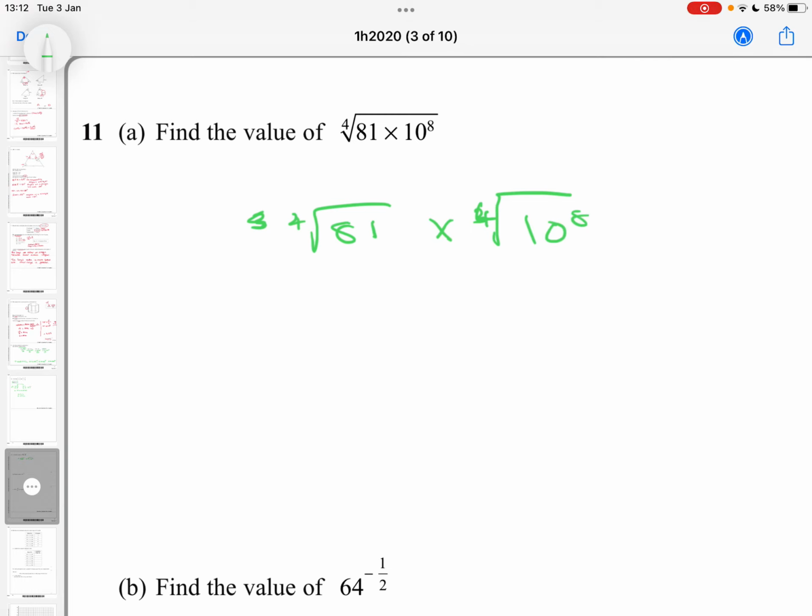So 4th root means a number that's been times by itself 4 times to get 81. So it's going to be quite small. So the answer here is 3. 3 times 3 times 3 times 3 is 81.